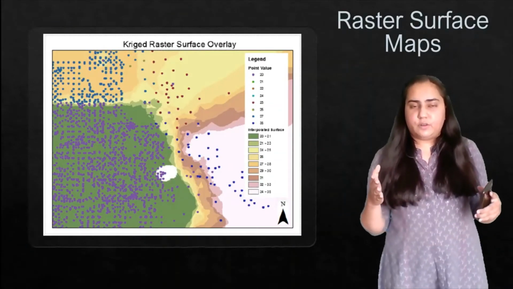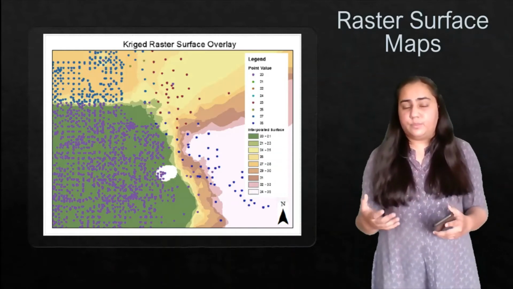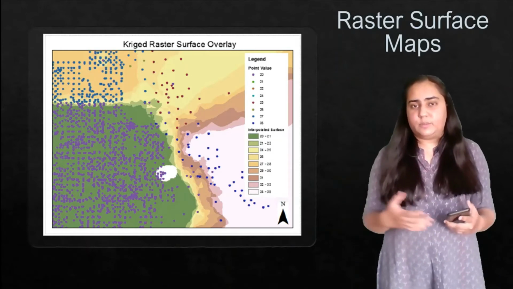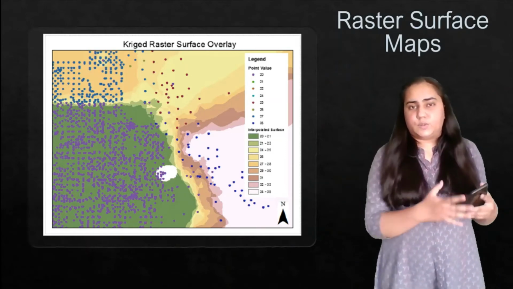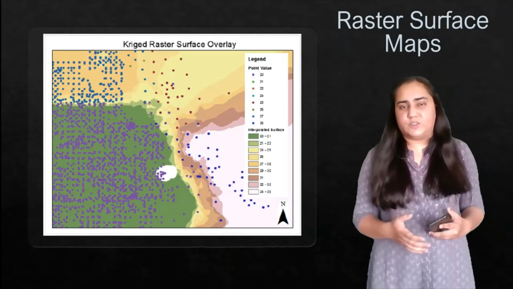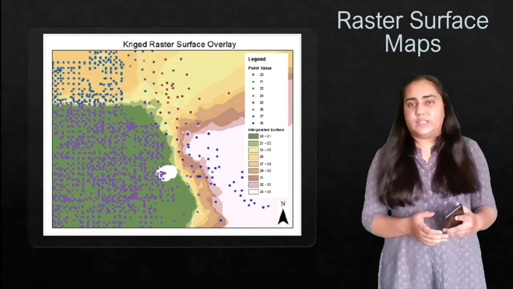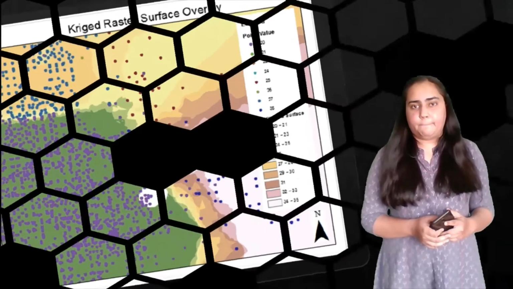It's a sort of a mixture of choropleth and point map, because there are points, but as well as there are those colored regions that are separated out based on some characteristics, maybe heat signature or something. So that is a raster surface map.